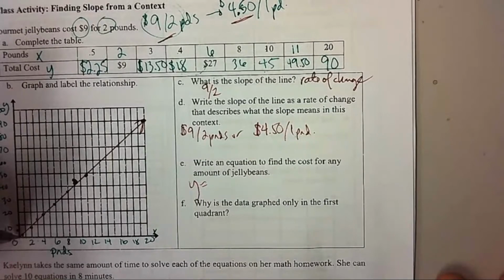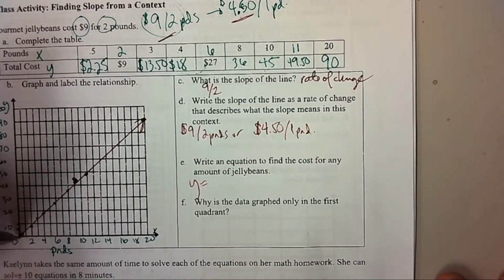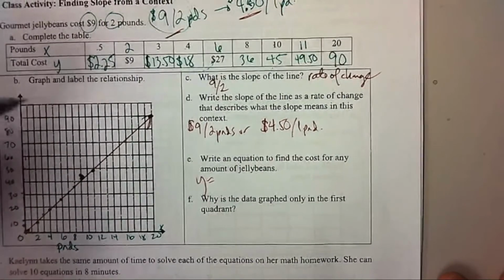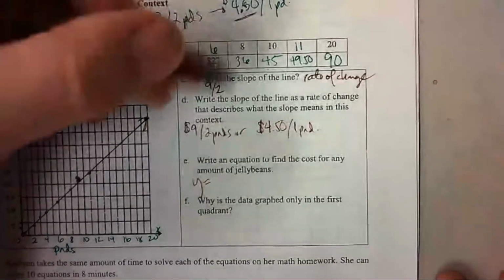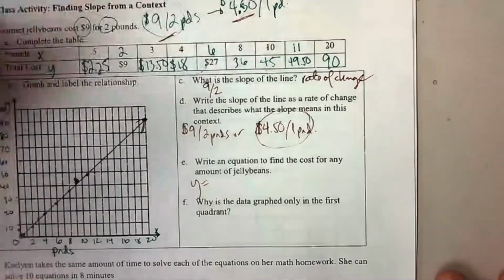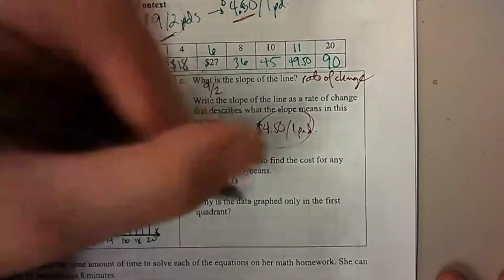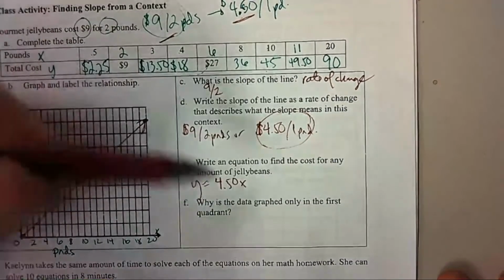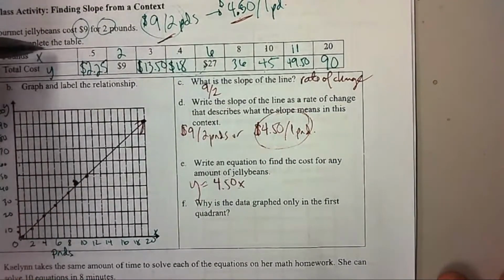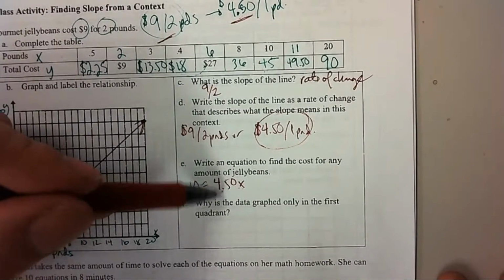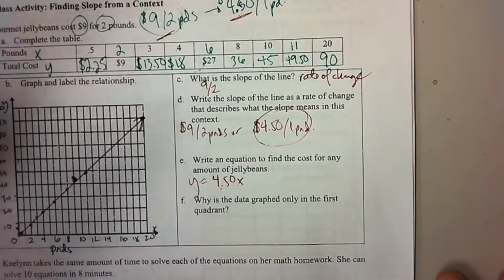Well, no, the graph starts at 0. So there's no additional cost, which would be represented by a point somewhere up here on the y-axis. So instead we think, well, what was the rate of change compared to 1 of something? So it's $4.50. So we're going to say $4.50 times x, where x represents the number of pounds. So if I take the number of pounds times $4.50, that gives you the total cost.